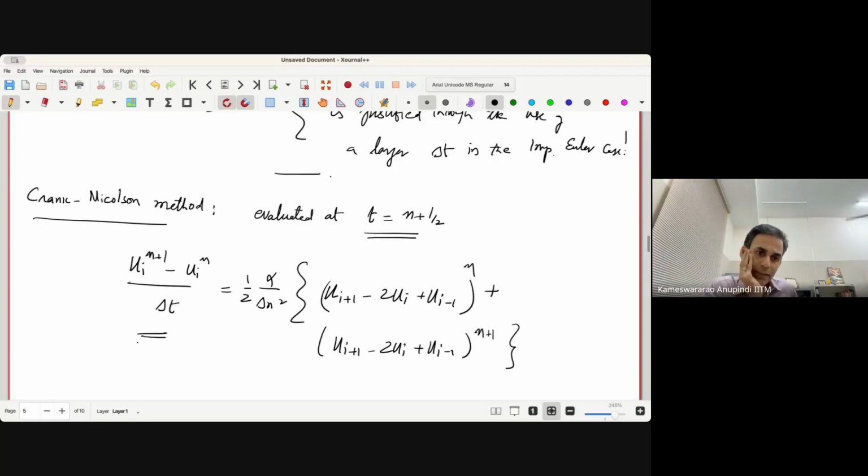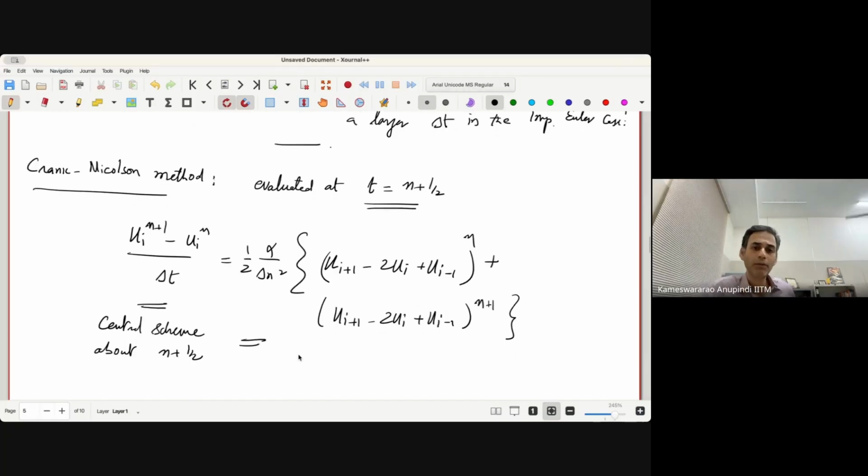And then again, this is basically something like a central scheme about n plus half. That means you're going delta t by 2 to the positive side and delta t by 2 to the negative side. Okay, so this is your governing differential equation for the temperature.